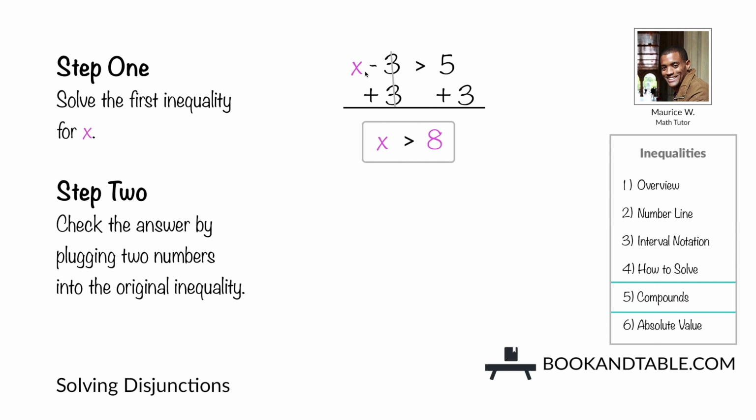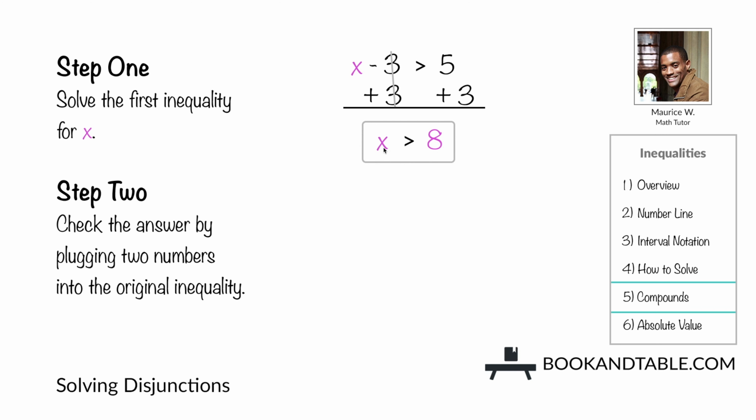The first inequality we were given is x minus 3 is greater than 5. So step 1, solve the first inequality for x. We want to remove the constant by adding 3 to both sides, leaving us with x is greater than 8 as our answer. Step 2, check the answer by plugging two numbers into the original inequality.